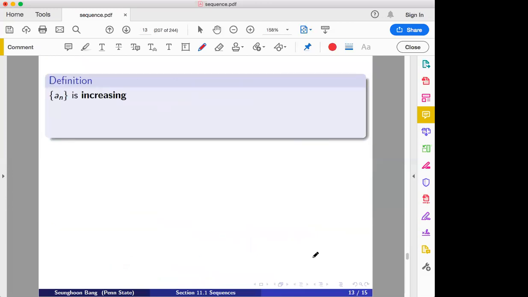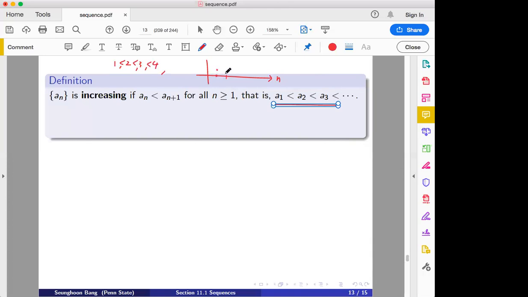The next one, we think about this. Sequence a_n is increasing. So what's that? a_n is less than a_{n+1} for all n greater than or equal to 1. The exact meaning is here: a_1, a_2, a_3, and so on, increasing. Does it make sense? One example is a_1 is 1, 2, 3, 4, like this. Greater, greater, greater, increasing. You can draw a graph. This is n: 1 has 1, 2 has 2, 3 has 3. Yes, increasing. This is the definition.